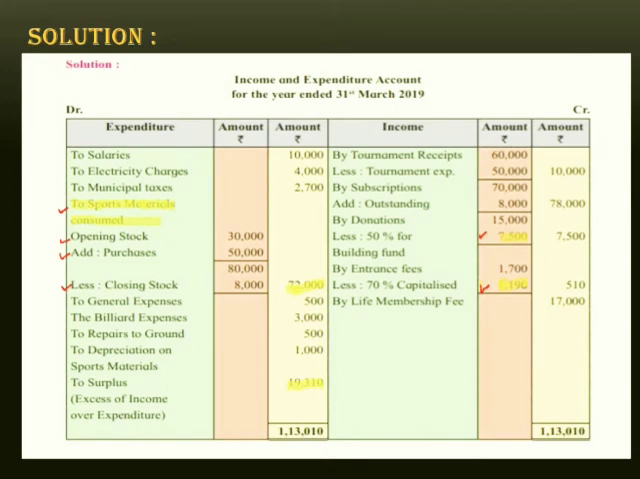We have completed our receipt side and payment side. One, tournament receipts and tournament expenses, that also we have to write down. See, tournament receipts is given 60,000 and the tournament expenses incurred 50,000. So that difference of rupees 10,000 we have written in the outer column. Is it okay? Now we will go for the first adjustment.